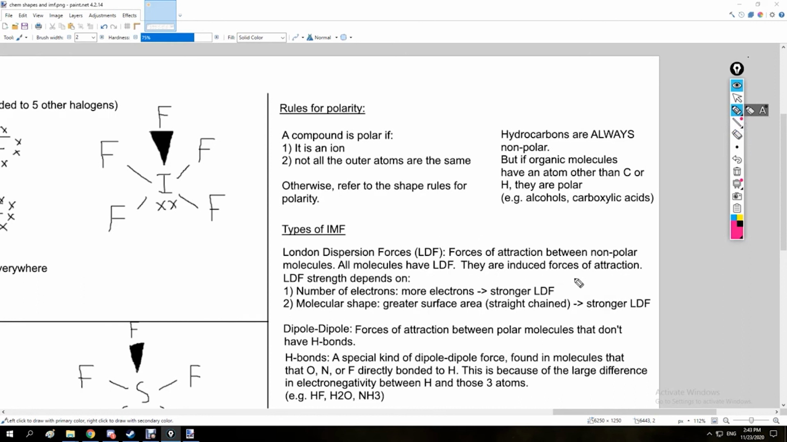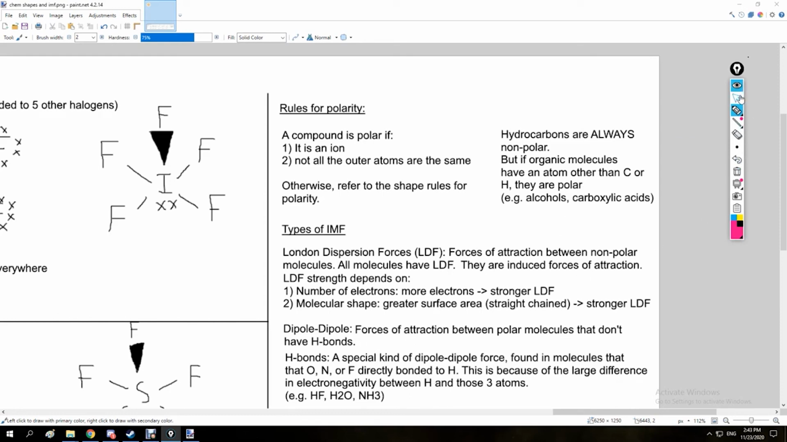They are induced forces of attraction. LDF strength depends on 2 things: number of electrons. If you have more electrons, you have a bigger molecule, so you have stronger LDF, and it depends on the shape. So greater surface area, straight chained, stronger LDF. This has to do with the organic molecules. For example, if you have a branched chain, it's going to have weaker LDF than if you have a straight chain.